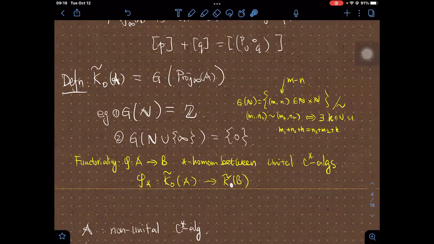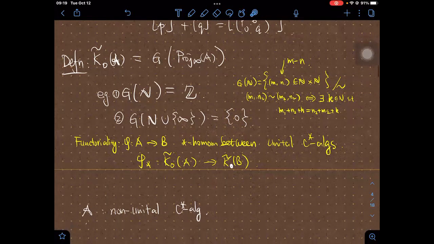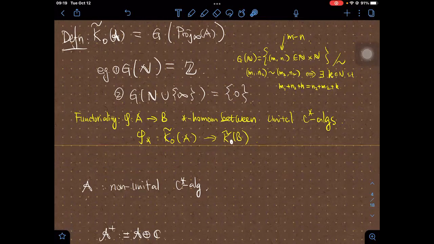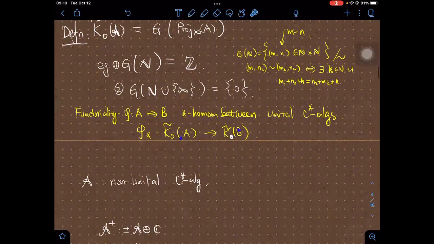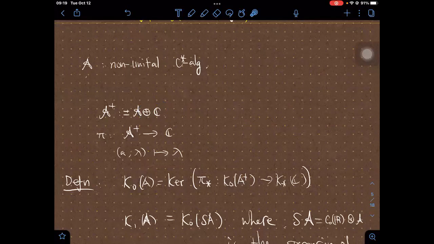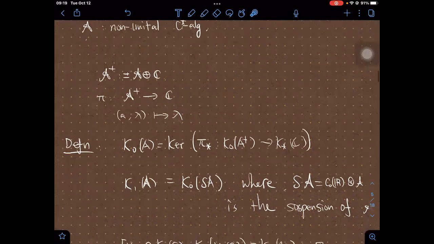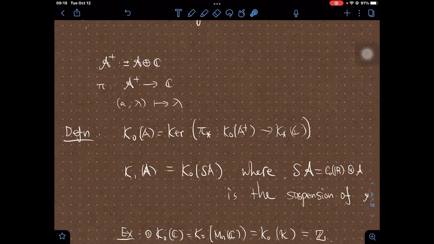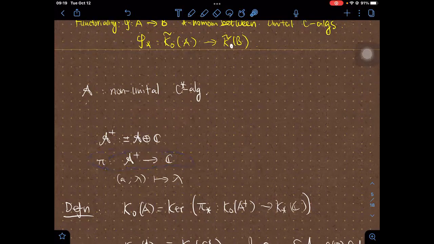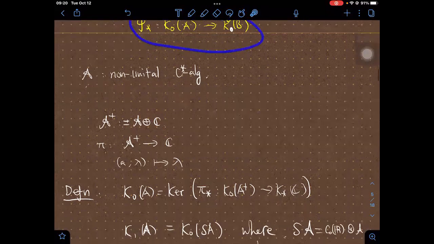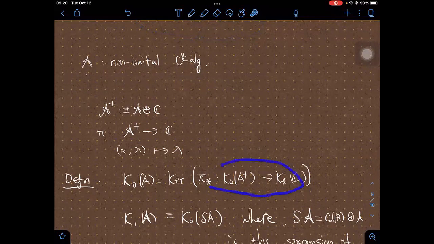Okay, and we also have functoriality. If you have a homomorphism from A to B between the unital C*-algebras, then we can define the K-theory map from A to B. So this is the definition for the unital case. While for the non-unital case, we just adjoin a unit to this algebra, and then we consider it. So it's just A plus the complex numbers C, and then we have a quotient map from this unitization to C, where the pair (a, lambda) is mapped to lambda. Here the K-theory is defined to be the kernel of this star homomorphism, and K-theory has functoriality, so you can define the homomorphism between the abelian groups.